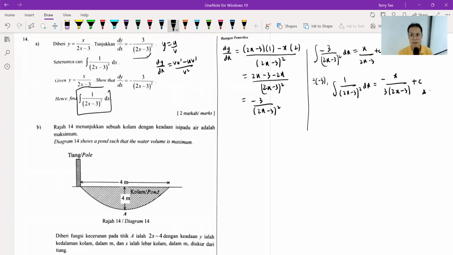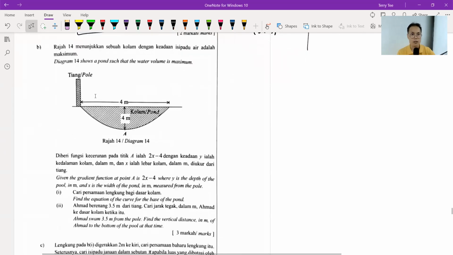Whether you want to times in or not doesn't really matter. We can leave it like this. Okay, now let's look at part B. The diagram shows a pond, such that the water volume is maximum. So here, the gradient function at point A is given by this.